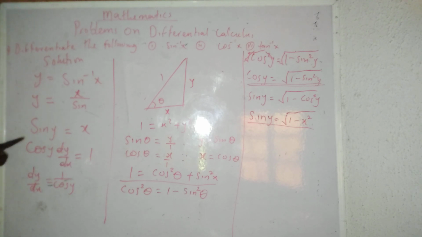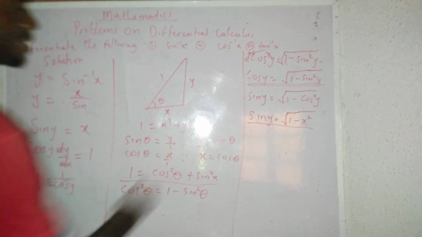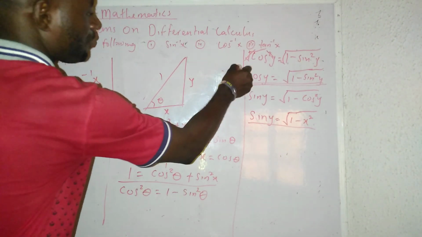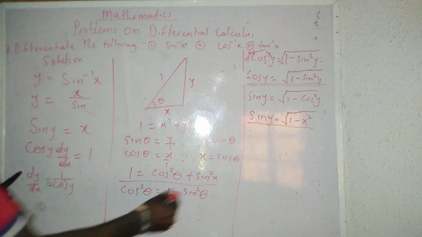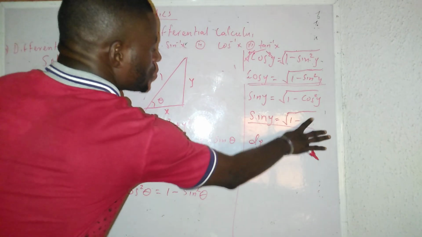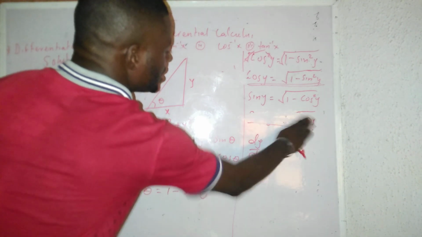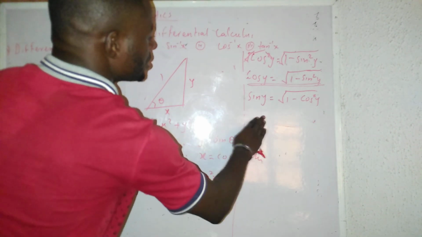What is my sine y? This is my sine y. Sine y is equal to x. It means from here now, I can answer dy/dx. Sorry, this one is just cos y. I don't need this, sorry. Okay.